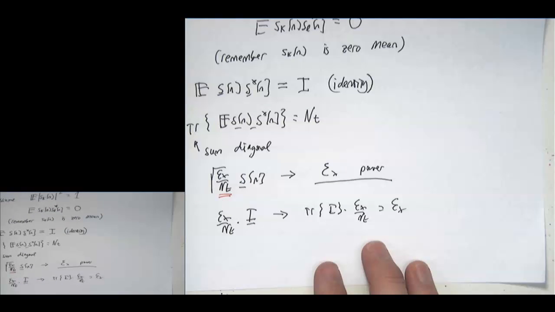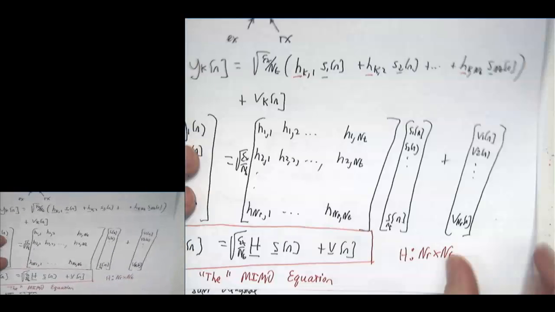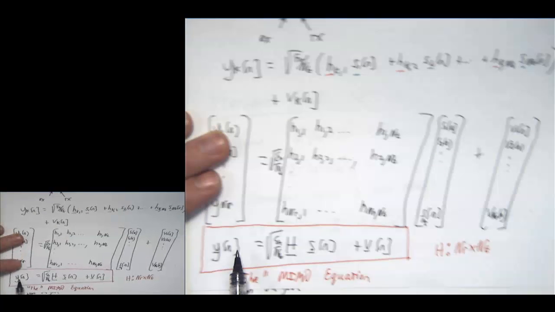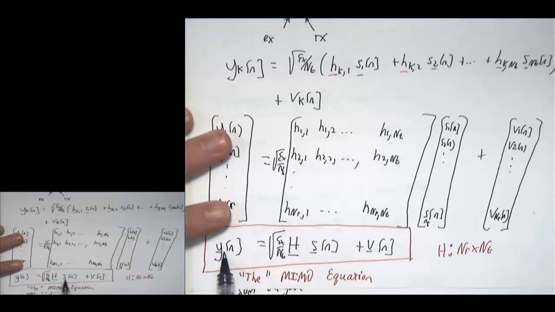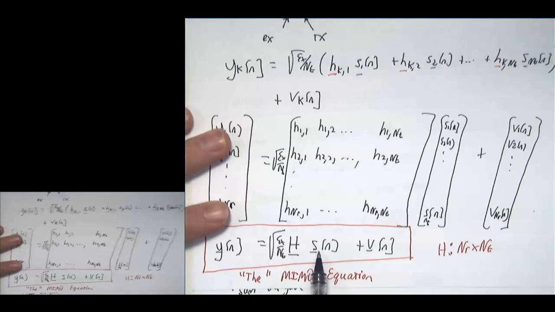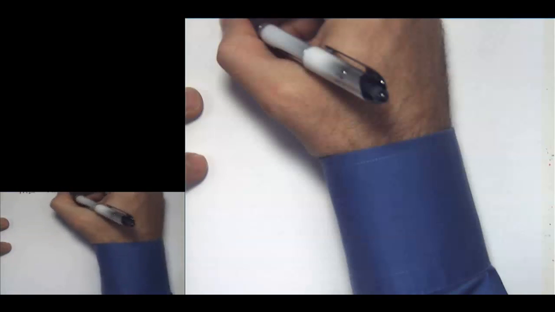Okay, so now what we want to do is derive a detector that takes the observation y of n and finds the best guess of the vector s of n that was sent. And so we're going to use the maximum likelihood criterion just like we used in the earlier lectures in the course. So this is maximum likelihood detection.